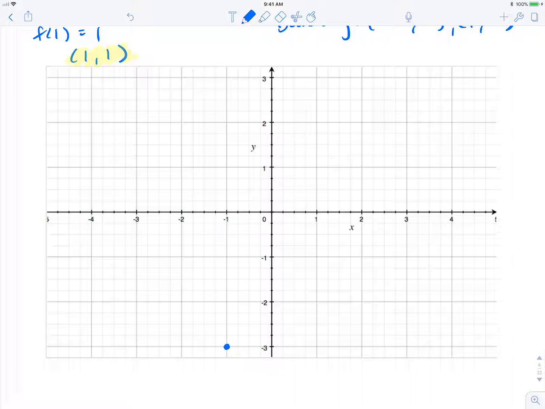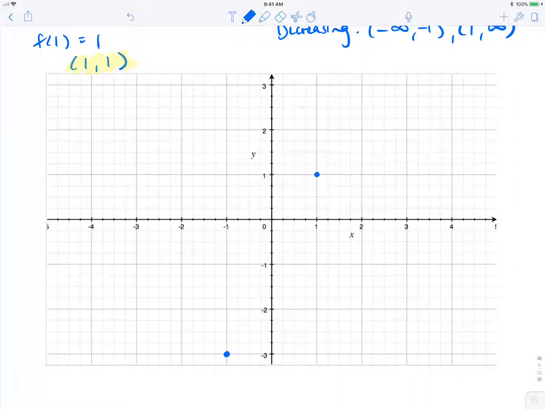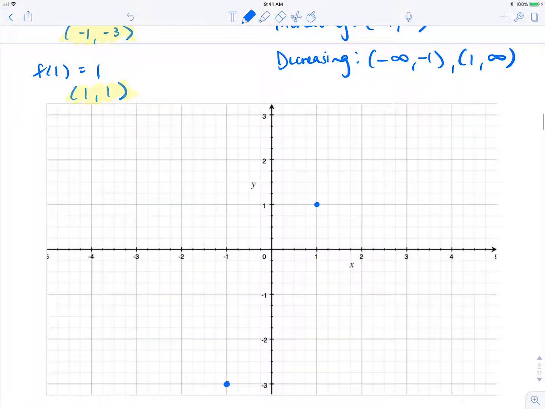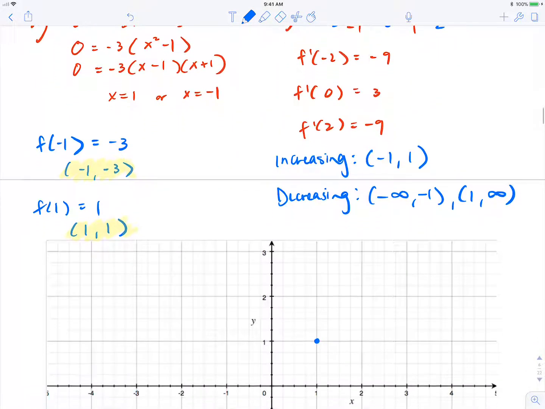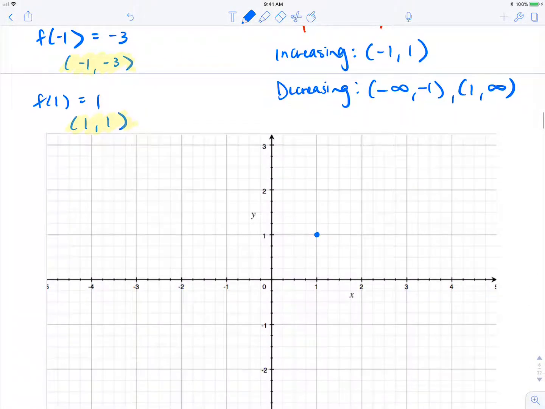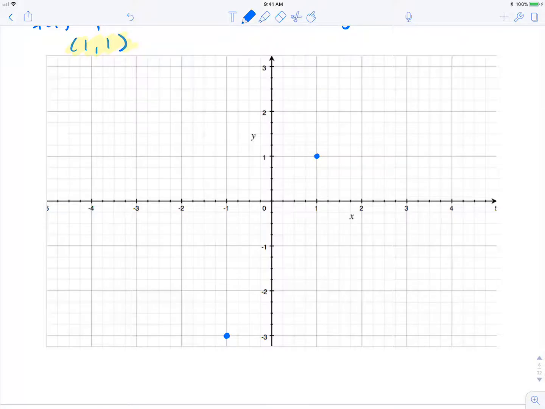Okay. And then 1, 1 here. Okay, so between -1 and 1, the graph of the function is going to be increasing. Okay, so it's going to kind of have to go up like that.